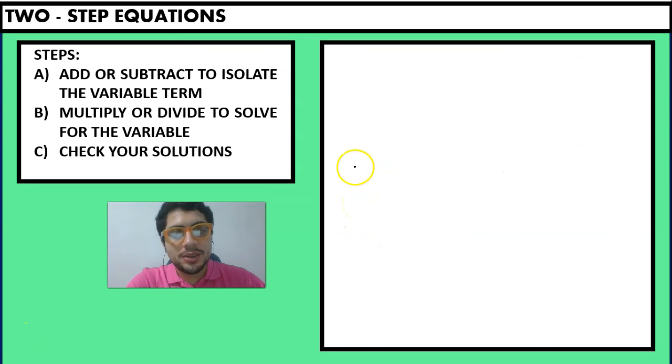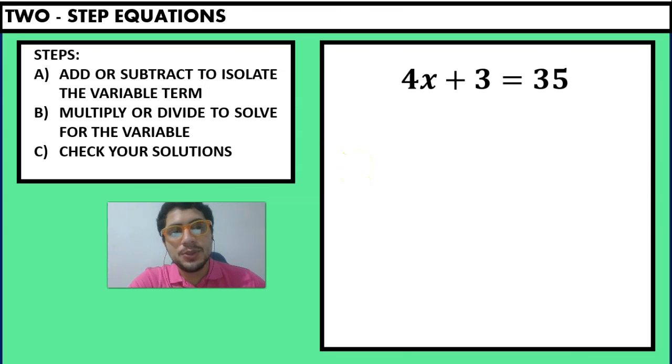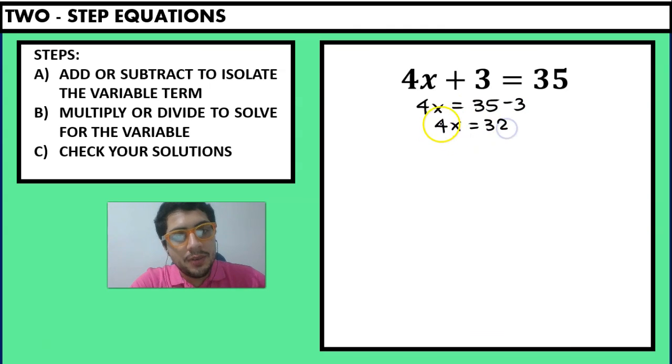Now, let's continue with our next problem, which is 4x plus 3 is equal to 35. The plus 3 is adding, so we pass it subtracting, so 35 minus 3. 4x is going to be 32. 4 is multiplying x, so it's going to pass dividing. So 32 divided by 4 is going to be 8.